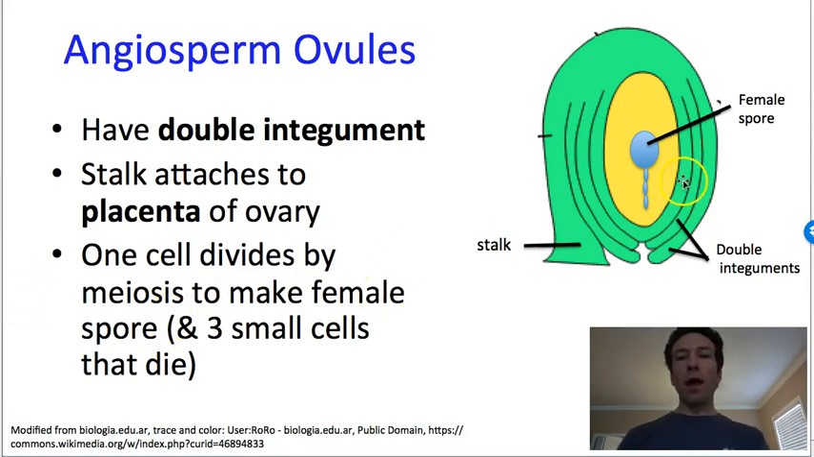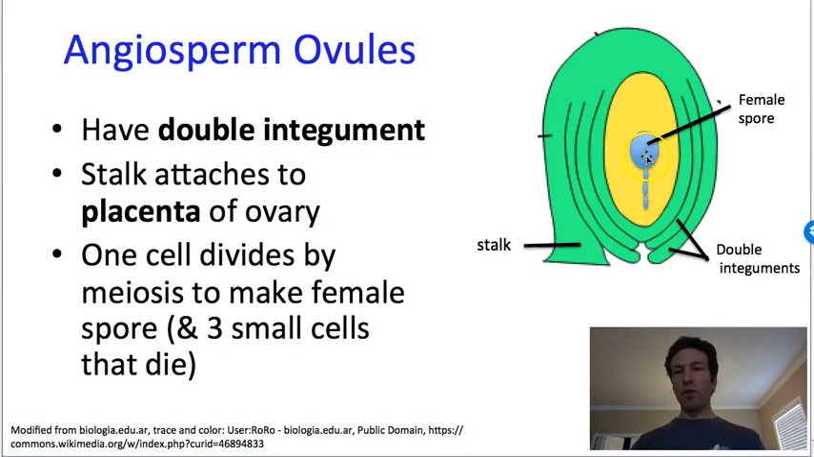So early in development of the ovule, we are going to have only tissue made from the parent sporophyte. So this initial structure is all diploid. It's all made by the mother plant. That mother plant is going to make one large cell that is going to divide by meiosis. So remember, the mother plant is diploid, but when this cell divides by meiosis, it is going to make 4 daughter cells, and each of those daughter cells is going to be haploid.